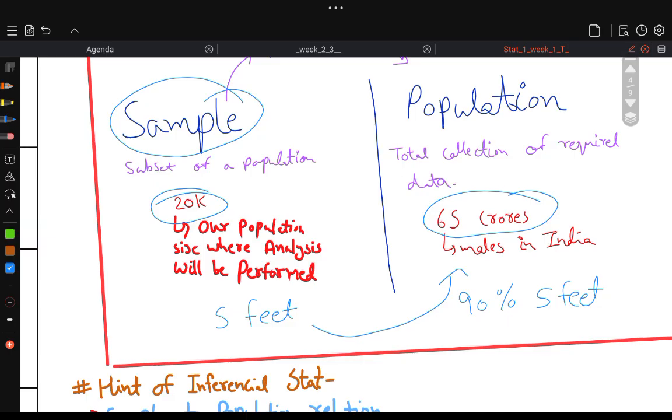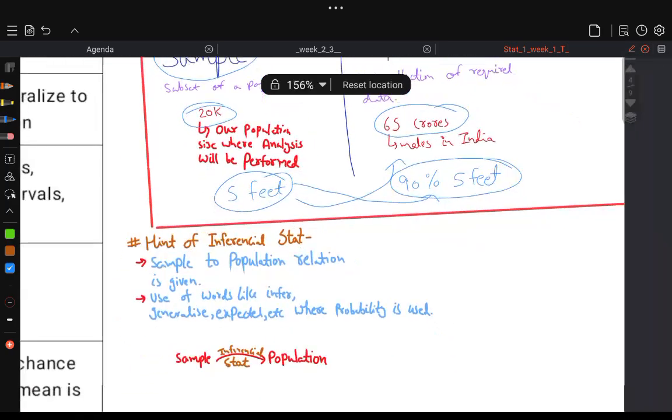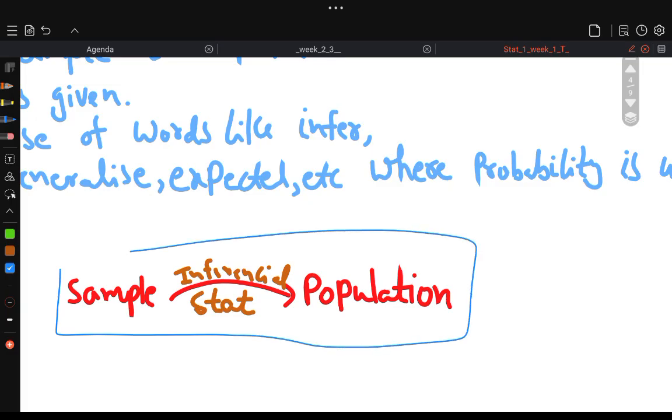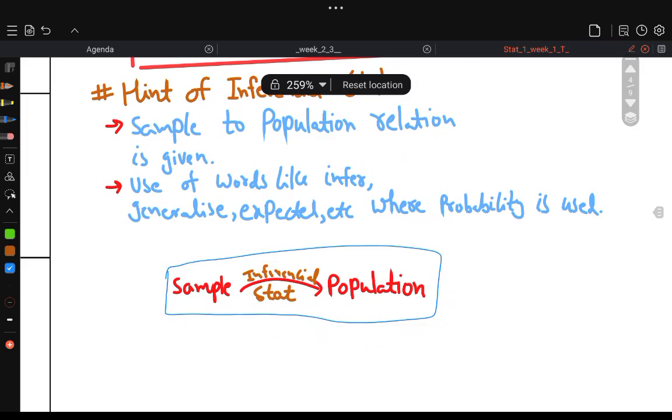Anything we performed on the sample, and we got the average height, right? And then we inferred that the population must also have a 5 feet height with a possibility of 90%. The process of going from sample to population comes under inferential stat.